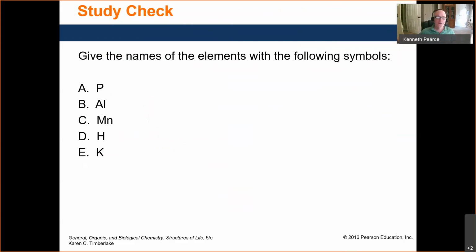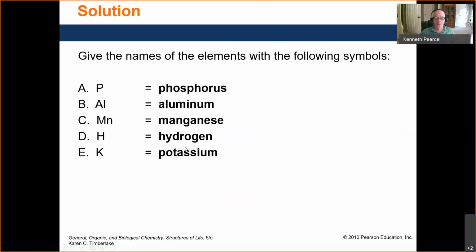All right, and so we have the names of these guys, and once again, you look on the periodic table and you see you have phosphorus, aluminum. Mn is often confused with magnesium. Mn is not magnesium, it's manganese. And of course, hydrogen and potassium. You can see this manganese. It's sort of to the left in the middle of the periodic table.